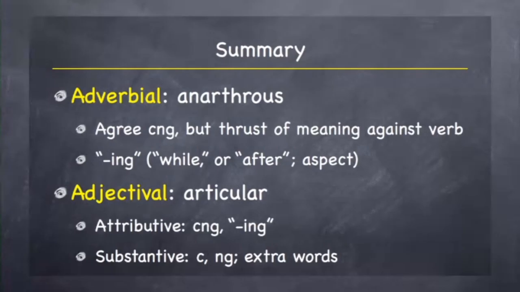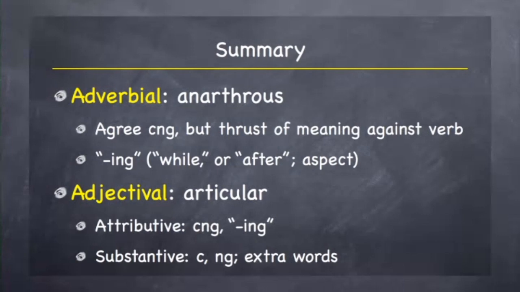There are two kinds of participles, which you would expect from a verbal adjective. A participle can function adverbially. It's always going to be anarthrous if it's adverbial. Adverbial participles agree with the word doing the action of the participle in case, number, and gender, even though the thrust of the meaning of the participle is directed toward the verb. Adverbial participles are easily translated with -ing. Perhaps if context allows it, you may want to add in "while" if it's a present participle, or "after" if it's an aorist.